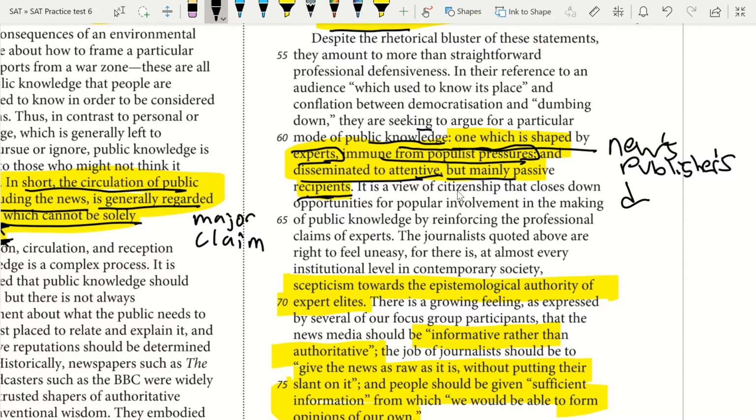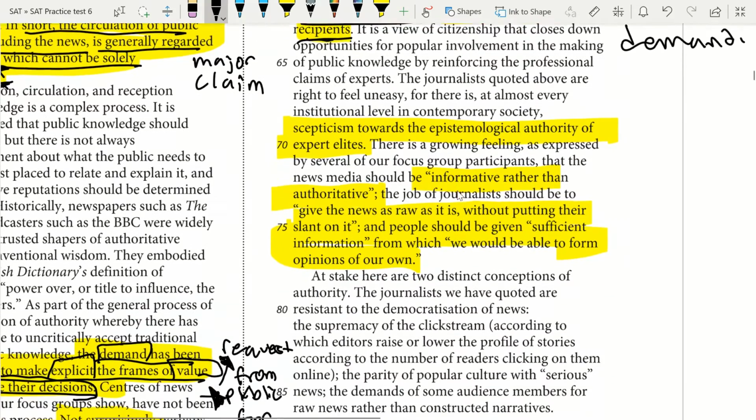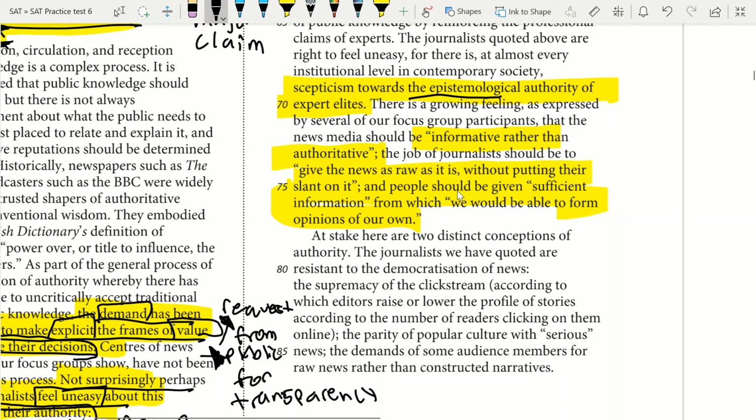So we were given what the audience is demanding, now we're given what news publishers are demanding or what they want. Okay, so that right there is a contrast between what came before, and if I have something that contrasts like that, I'm going to want to highlight that. So that right there, highlighted it because it's a contrast to what those consumers wanted, and we talked about that before. Next up, we got skepticism towards the authority of expert elites, right? There's increased skepticism towards the authority of expert elites from consumers or from audience members.